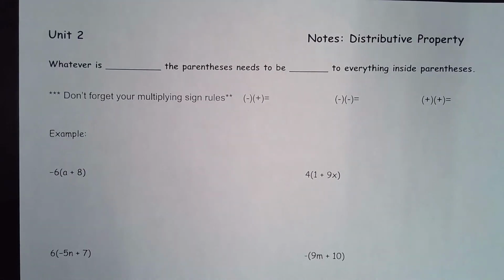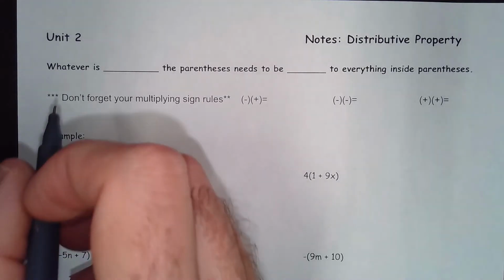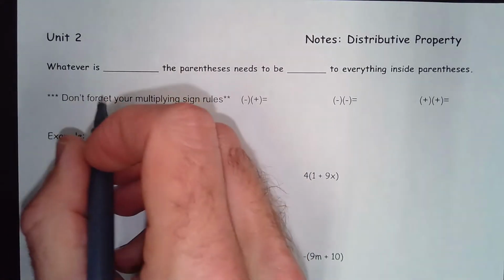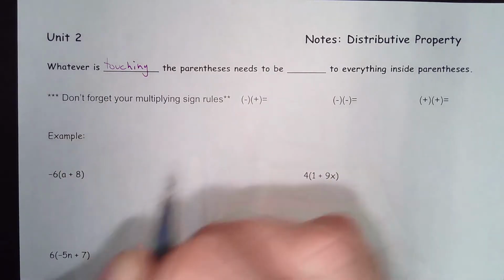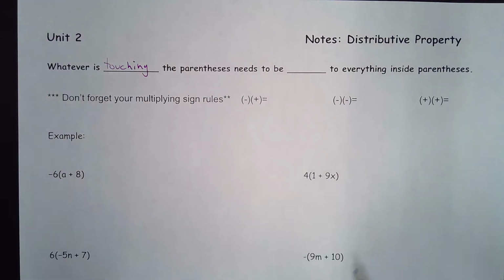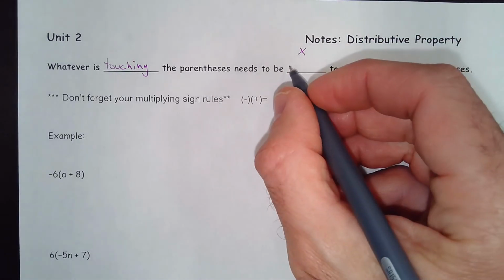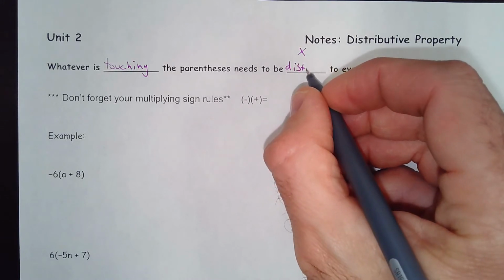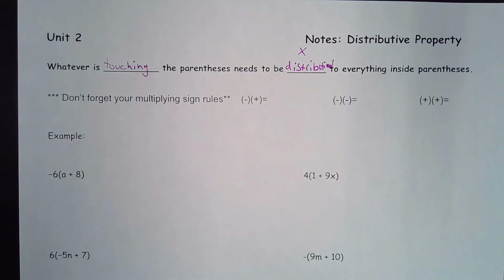But once again, just to review, we're going to focus a lot more on algebraic expressions compared to 6th grade. It was not really algebraic expressions we talked about the distributive property with. So if we jump right in here, whatever is touching the parentheses needs to be distributed, or multiplied. We'll put a multiplication symbol, distributed to everything inside the parentheses.